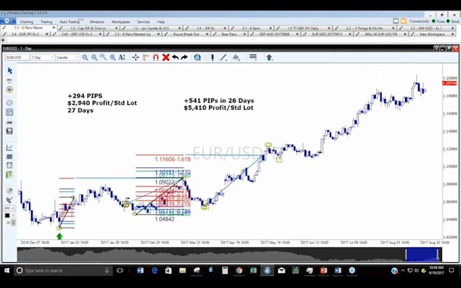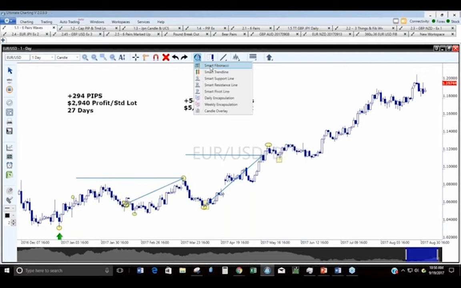Now, if there were a way where you did not have to draw the Fibonacci's yourself, is there anybody here that would be interested in this? Give me a Y or yes, if you didn't have to do this manually, if it could be done for you all automatically, because we have a tool. This is part of the ultimate charting software here. This is called a Smart Fibonacci.